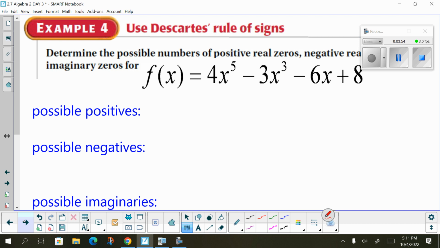Here's how we count sign changes. We start by looking at the positive 4. When it turns to a negative 3, that counts as 1 sign change. Then it stays negative, negative 6. That does not count as a sign change. Then it goes to positive, positive 8. So we have 2 sign changes because we went from positive to negative and back to positive. So for possible positives, we go 2 or 0.